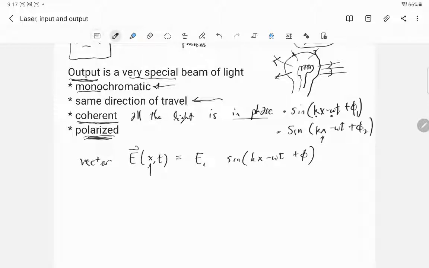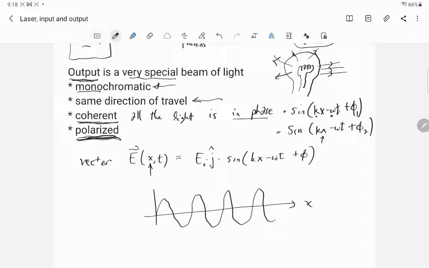It travels in the x, but is polarized in a perpendicular direction. So here's an example. I'm going to multiply by j hat. So j hat is the unit vector that points in the y direction. So we would say that our wave is traveling down the x-axis, right? So here I'll draw it at some moment in time.